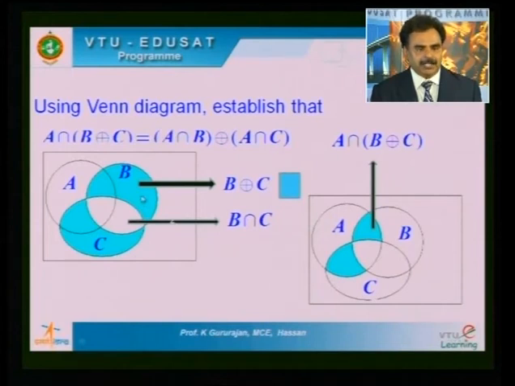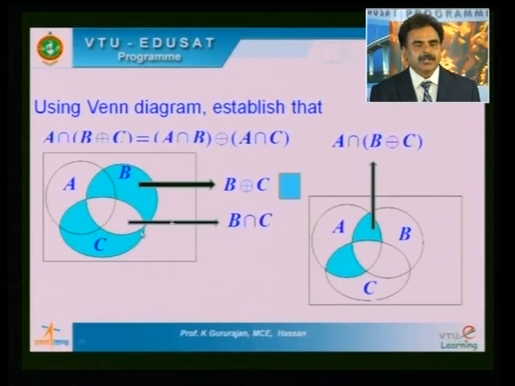Now this blue color region, wherever I use blue color, represents B plus C. That white portion represents B intersection C. Actually, what is B plus C? We know it is all elements either in B or in C, but not in both. But not in both means not in B intersection C. This portion is excluded from coloring. So that blue color region represents B plus C. Now I need to take the intersection of A with B plus C.